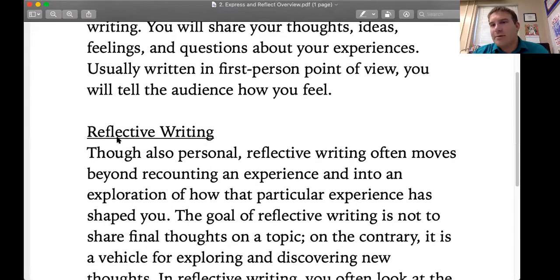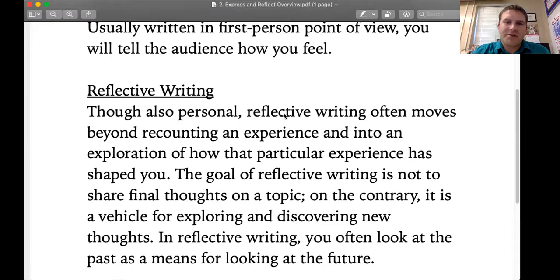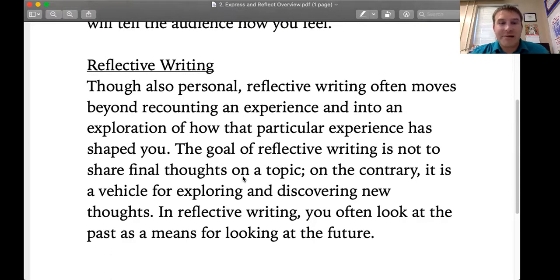It needs to be coupled with reflective writing. Reflective writing helps it move up into those higher level thinking areas. Reflective writing, though also personal, moves beyond recounting an experience and into an exploration of how that particular experience has shaped you. The goal of reflective writing is not to share final thoughts on a topic. On the contrary, it is a vehicle for exploring and discovering new thoughts. In reflective writing, you often look to the past as a means of looking to the future. So, expressive writing: this is what happened to me. Reflective writing: this is why it's impactful, this is why it's important, this is why it's still relevant.